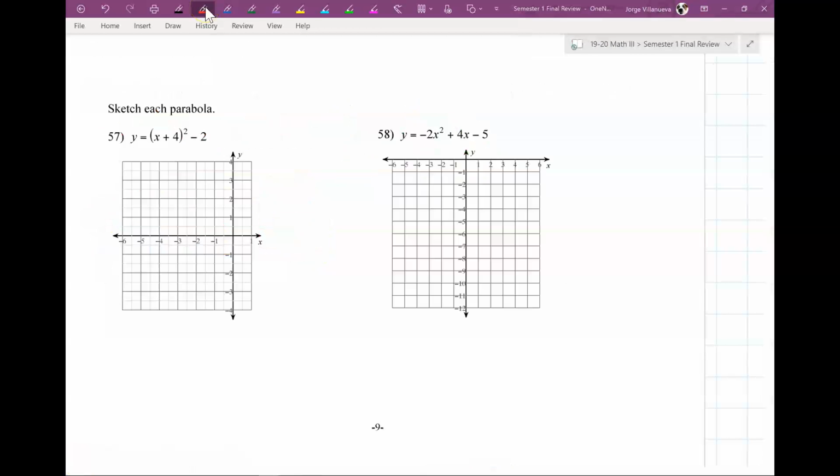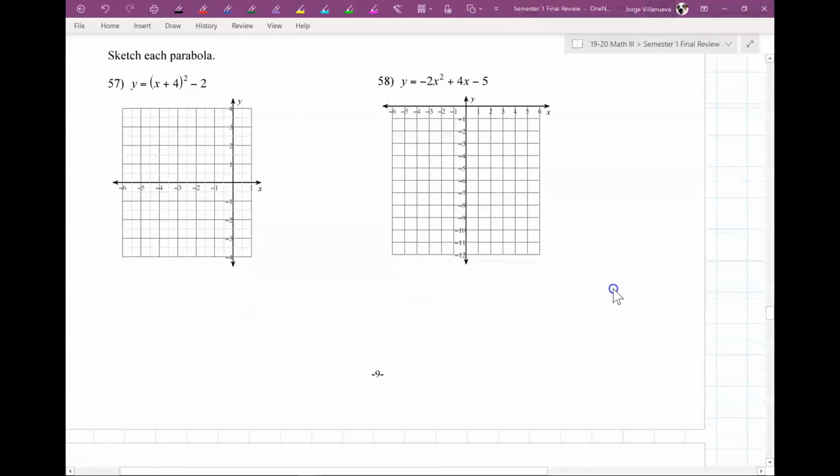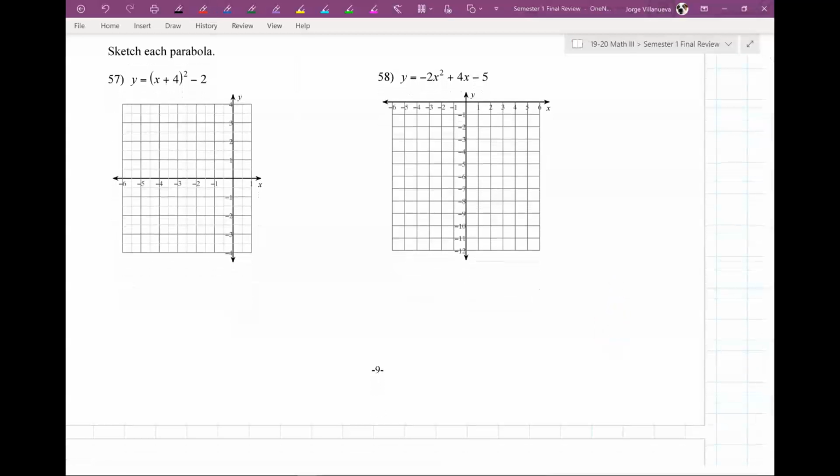All right, so for number 58, first off, notice it says sketch each parabola, so we know it's a parabola that we're going to be working with. Notice the fact that it's negative in the front, which means that the parabola has to open down. Okay? So the parabola opens down.